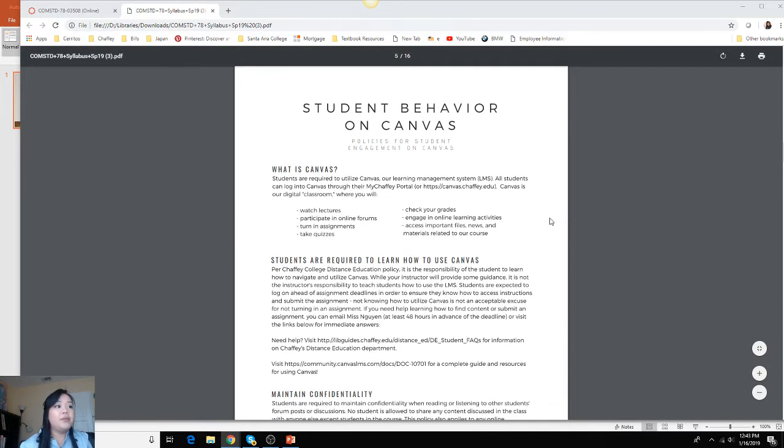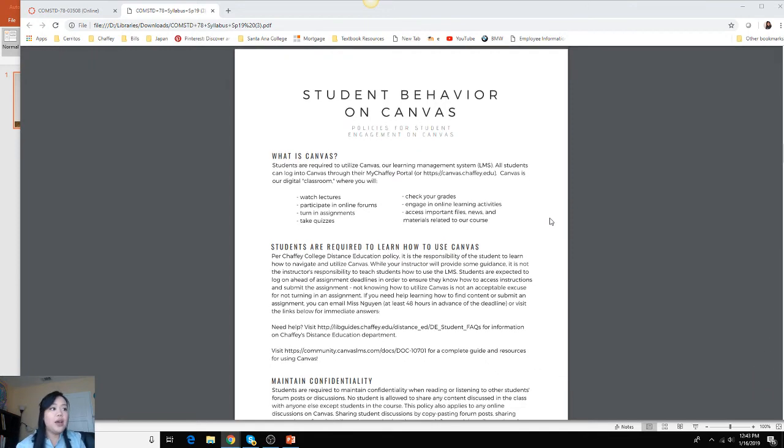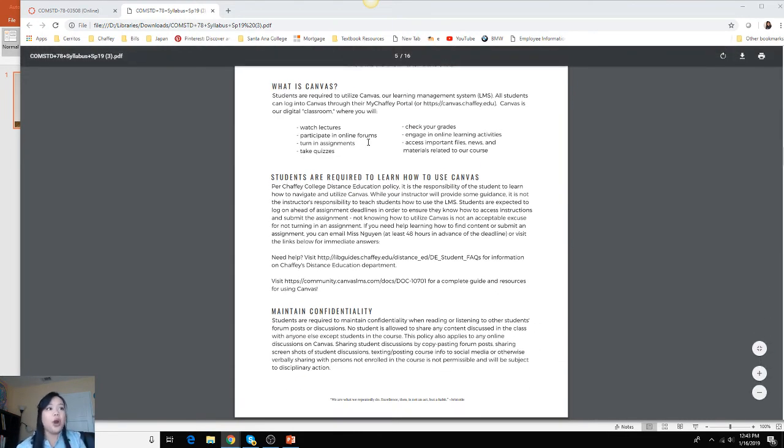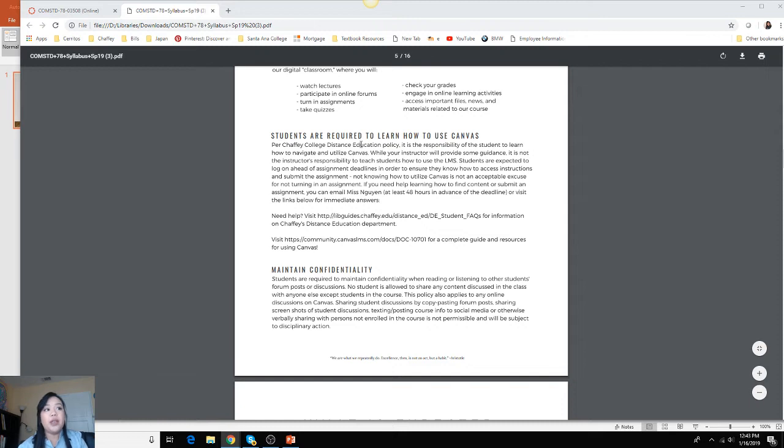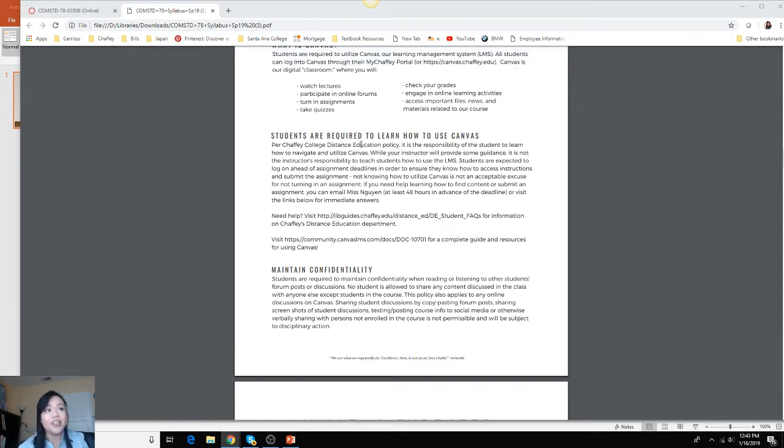Lastly, student behavior on Canvas. So I'll let you read this part on your own, but I want to reiterate two things. One, you are required to learn how to use Canvas. I'm here to teach you how to communicate. I'm here to teach you communication theory. I am not an IT person, and I am not here to teach you how to use Canvas.